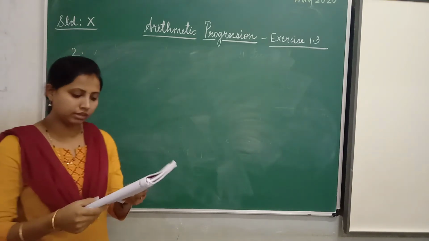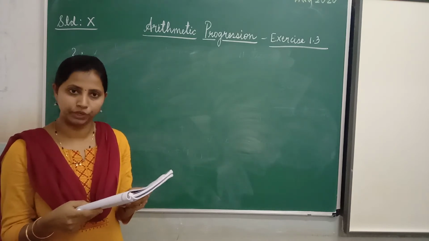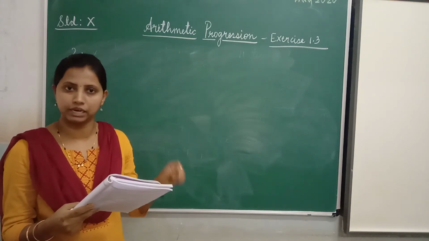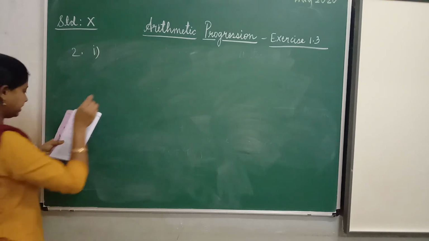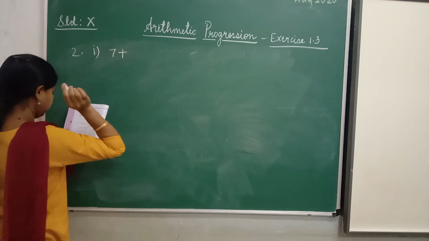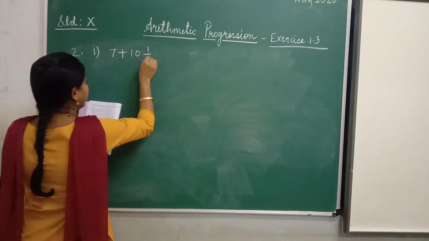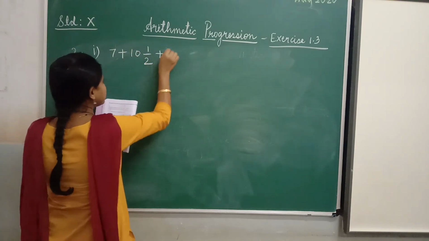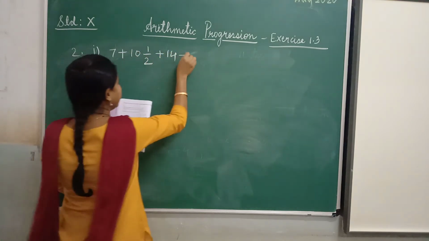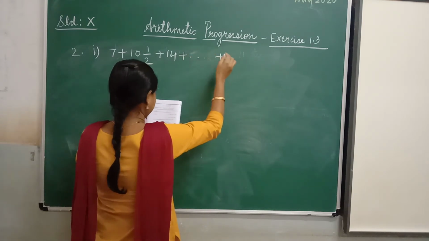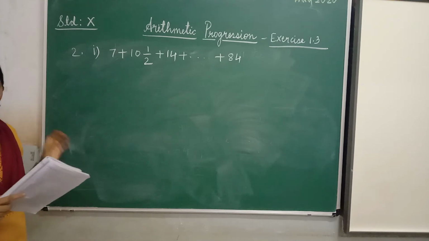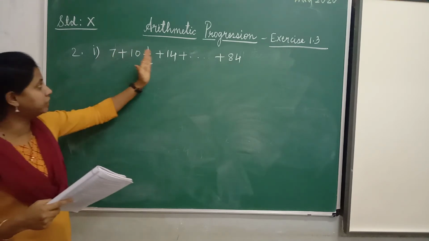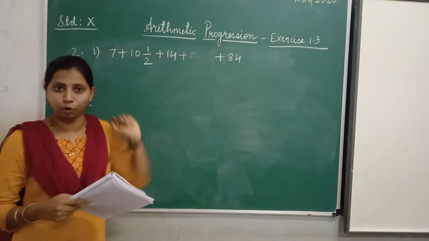So the second thing is find the sums given below. Here also the AP is given, you have to find the sum. So I will take one example, first one as an example, 7 plus 10 and a half plus 14 plus, up to 84. Okay, this is the AP given. You have to find the sum of these terms till 84.